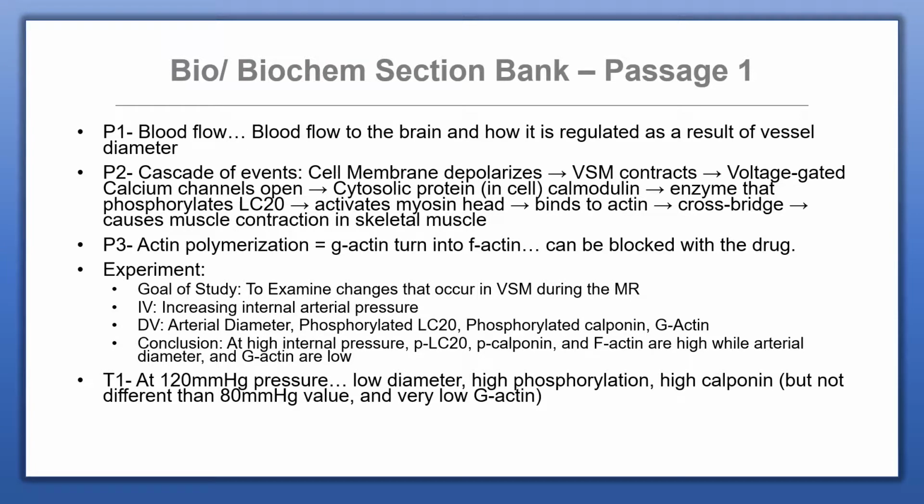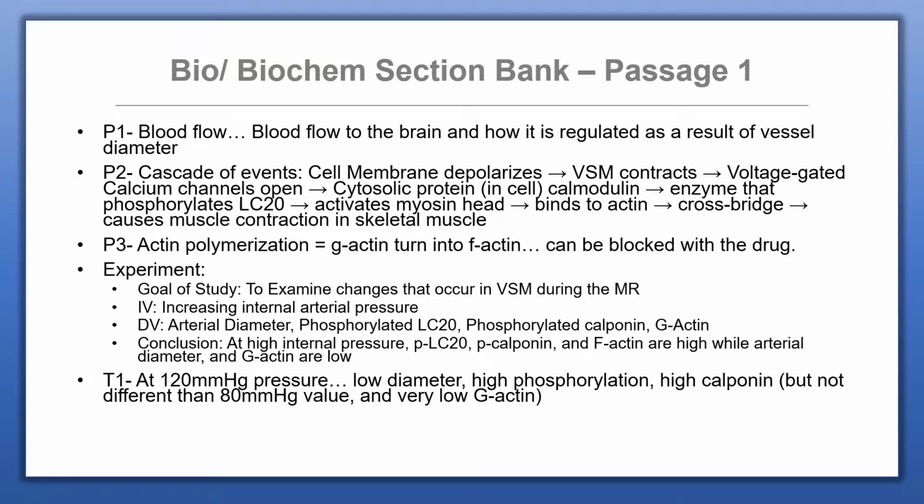Then, as we continue looking at the table, when we're analyzing the results, we see at high pressures, we have a very low diameter. So at high blood pressure, there's vasoconstriction. And then at that high pressure, we also see high phosphorylation levels, high calponin levels, but we notice that they're not different than the middle value. So that might be something to keep in mind. And we notice that there's very low G-actin, which, referring back to the passage, we know that if there's low G-actin, that means there's high F-actin.